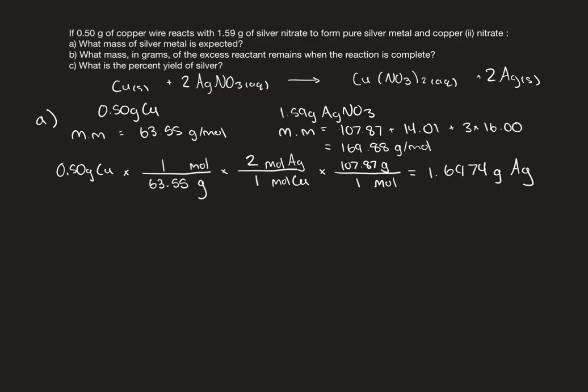Now that I've converted from grams of copper to grams of silver, I need to do the same for silver nitrate. So we started with 1.59 grams of silver nitrate. To convert to moles of silver nitrate, we use the molar mass. Grams are going to go into the denominator so that they cancel out. Moles in the numerator. And we look up, and our molar mass is 169.88 grams per mole.